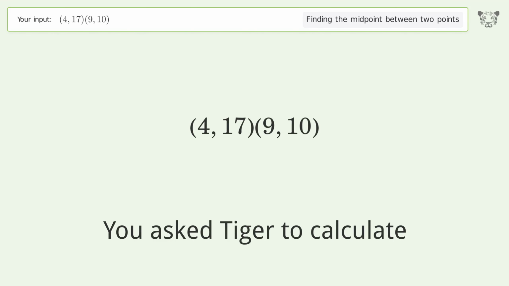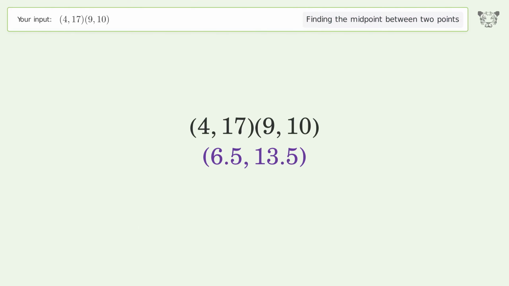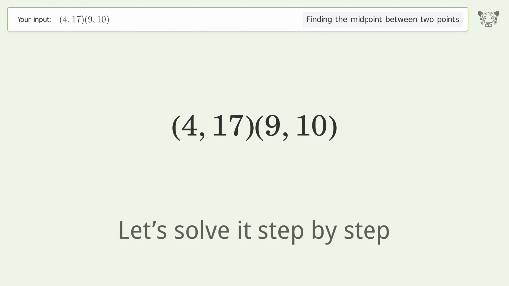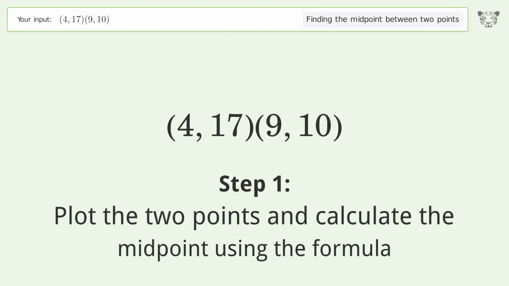You ask Tiger to calculate. This deals with finding the midpoint between 2 points. The midpoint between the 2 points is 6.5, 13.5. Let's solve it step by step. Plot the 2 points and calculate the midpoint using the formula.